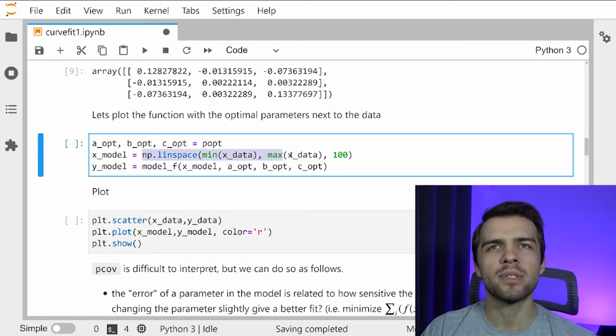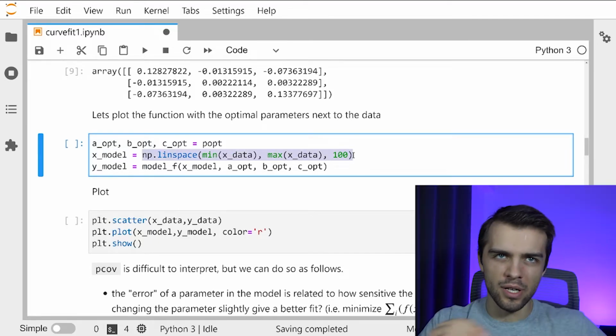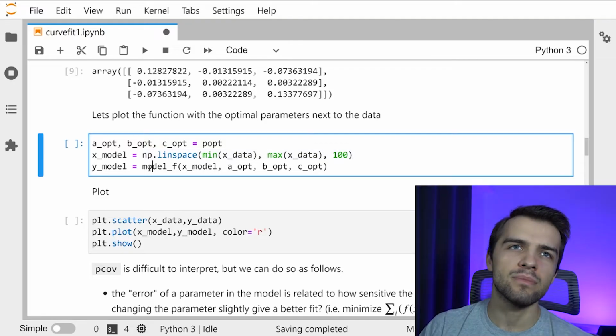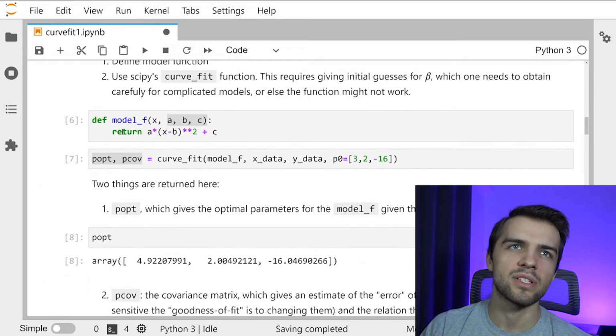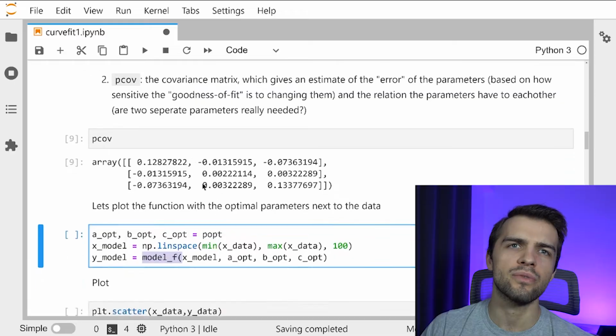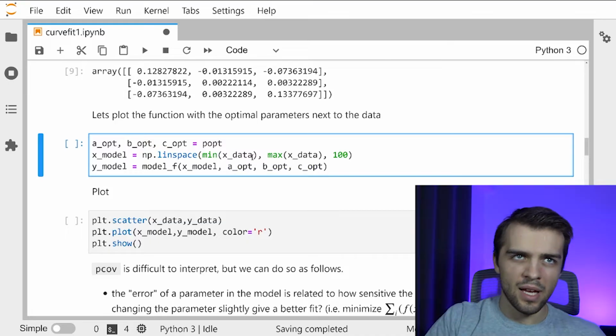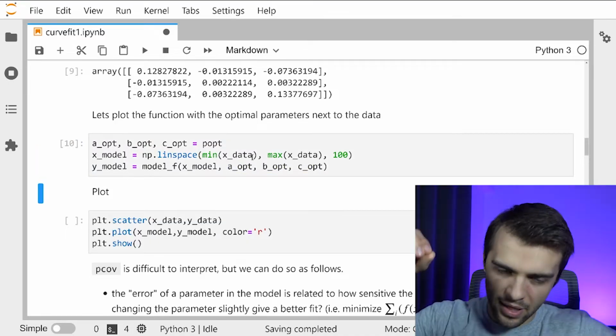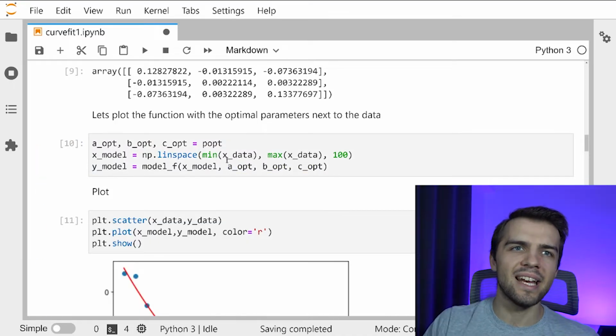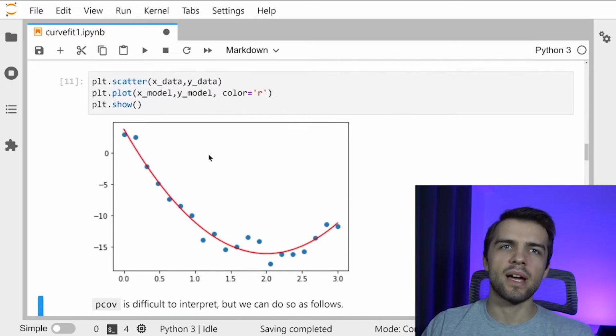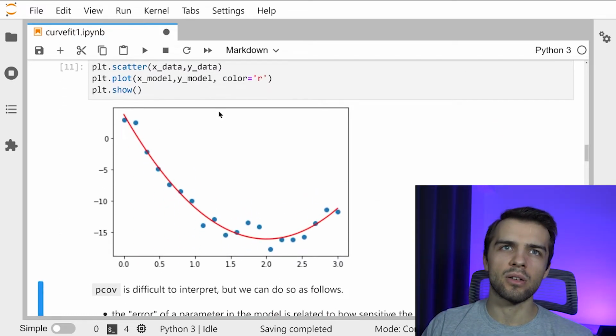So I go from the minimum to the maximum of the data. I just choose 100 points, and then I use the model function, model f, which I defined above. This is the quadratic curve. And I give these parameters here. So I give the x_model, and I give a, b, and c optimal. And so that gives me an array of x and y for the model, and I can plot the data next to the model now. So here's my x data and y data points, and here's my x model and y model. So I get this curve here.